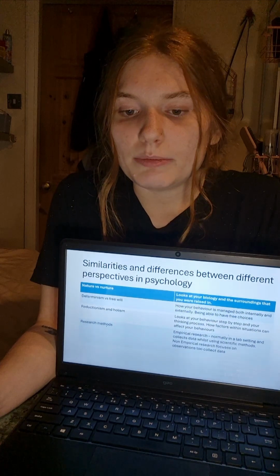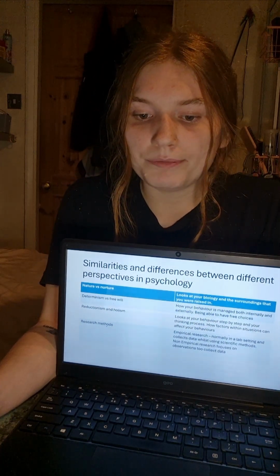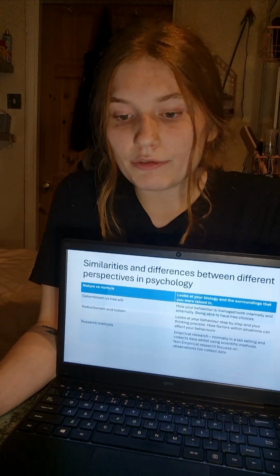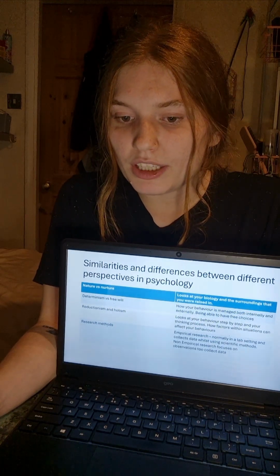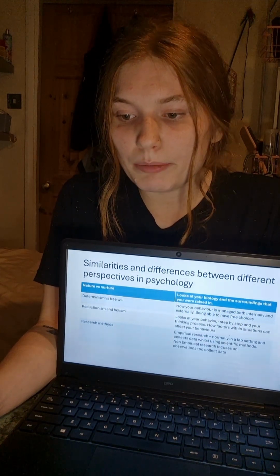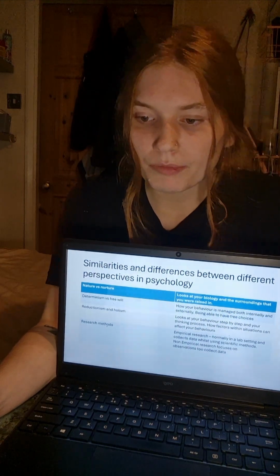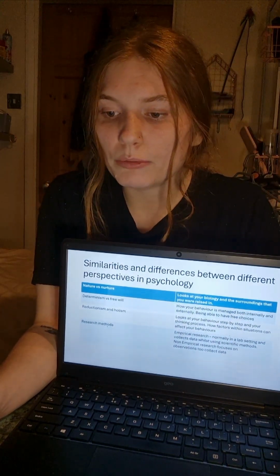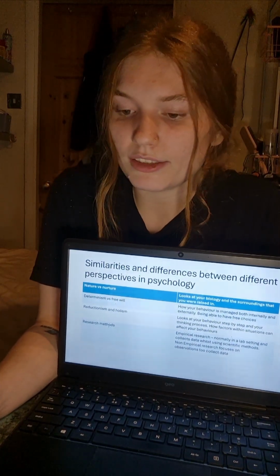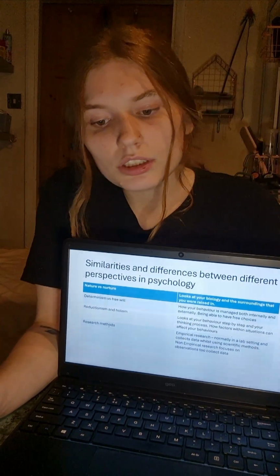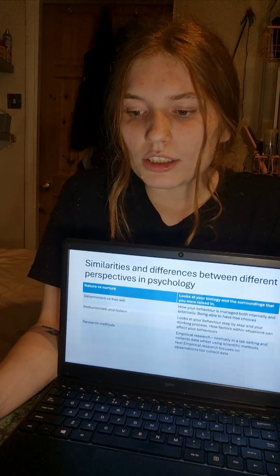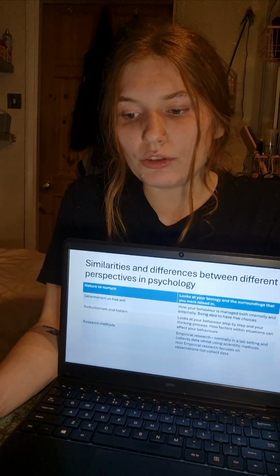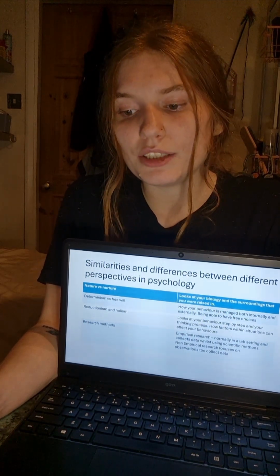Similarities and differences between perspectives in psychology. Determinism versus free will. How your behaviour is managed both internally and externally, being able to have free choices. Nature and nurture looks at your biology and the surroundings that you were raised in. Reductionism and holism looks at your behaviour step by step and your thinking process, how factors within situations can affect your behaviours.